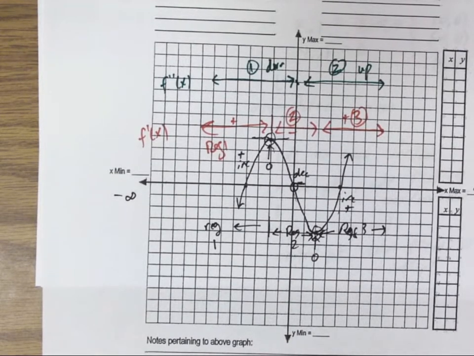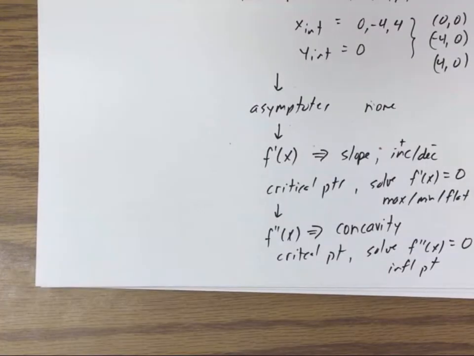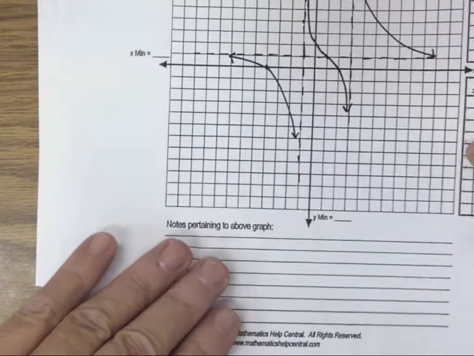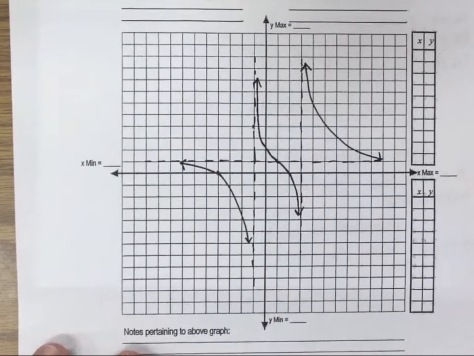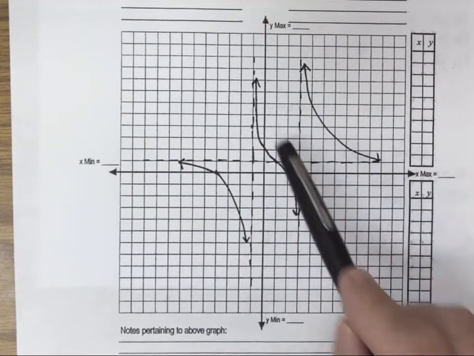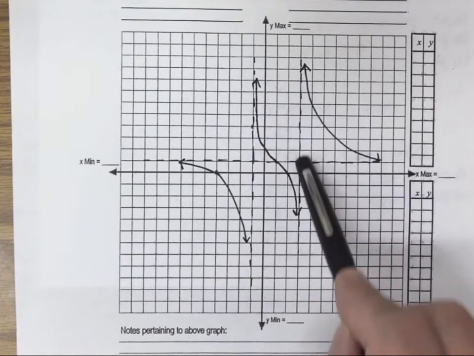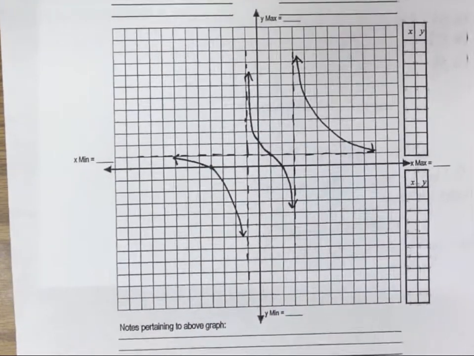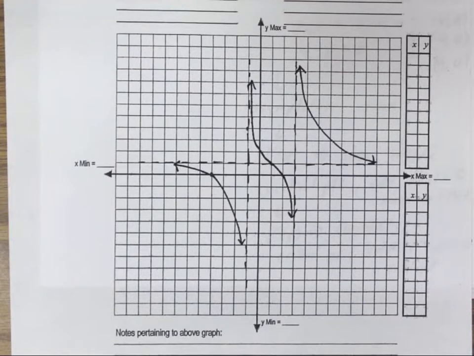Now here's another graph that's different in a lot of ways, very different. Let's just take a look at this and think about some of the information that we get from this graph. This is one that has like 3 pieces, and you see these dashed lines. These dashed lines are asymptotes. So we'll talk about those in a minute.